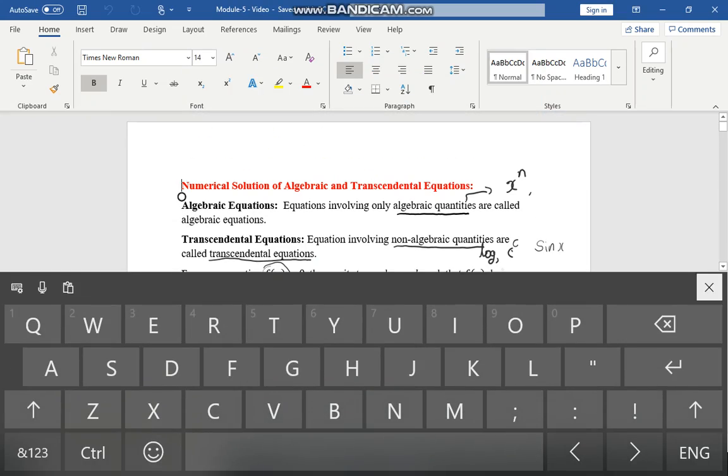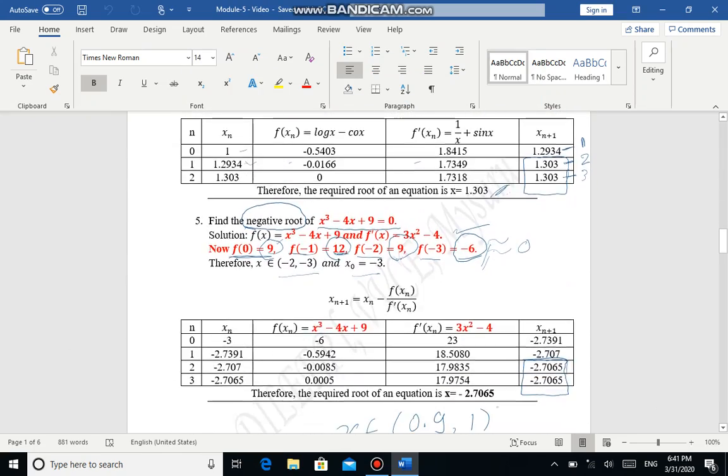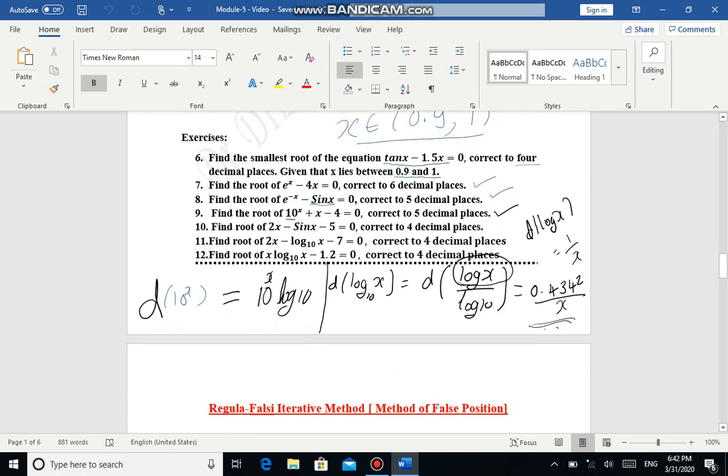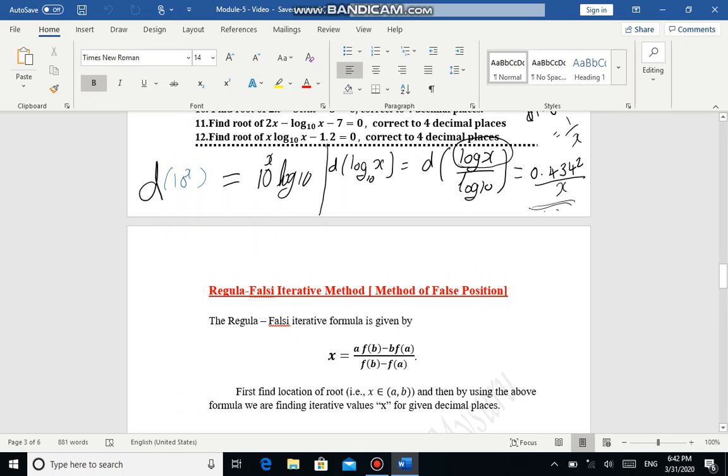Dear students, last class we discussed the Newton-Raphson iterative method. I hope all of you understand the procedure. Now we are going to discuss the Regula-Falsi iterative method, the second method in numerical techniques.